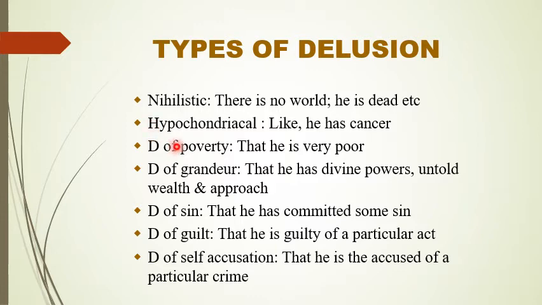In case of delusion of poverty, he thinks that he is very poor even though he is very rich. In fact, in the present condition he is very rich, but he thinks that he is very poor. That is called delusion of poverty. Then there is delusion of grandeur, in which he believes that he has divine powers, untold wealth and approach. Delusion of sin means the person thinks that he has committed some sin. Delusion of guilt means that he considers himself to be guilty of a particular act. Then there is delusion of self-accusation, in which he believes that he is being accused of a particular crime.